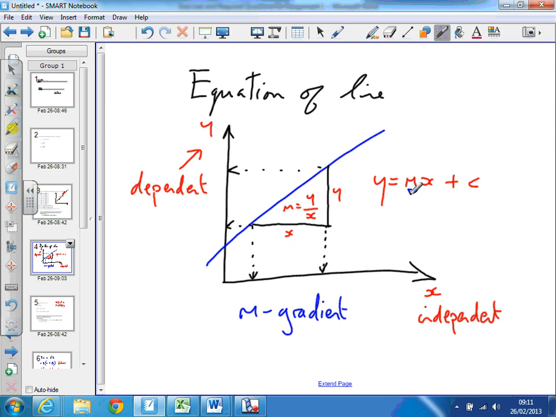Anybody tell us what c represents? Yes, exactly, where it crosses the y-axis. If x was 0, if we look at this bit here, if x was 0, then all of this would disappear. So y would just be whatever c is, and where is x 0? x is 0 here, so it's where the line crosses the y-axis that gives us c. And it's called the y-intercept. So c is the y-intercept. And that's here.